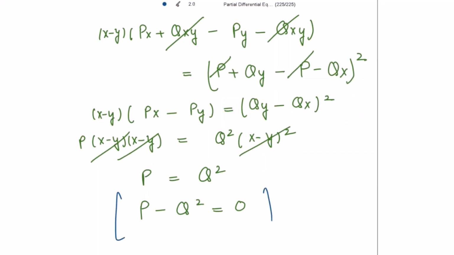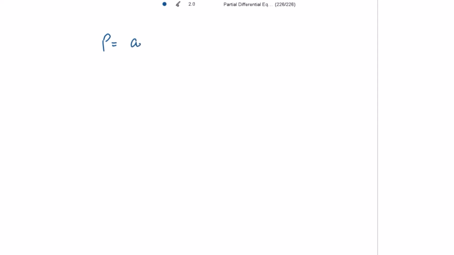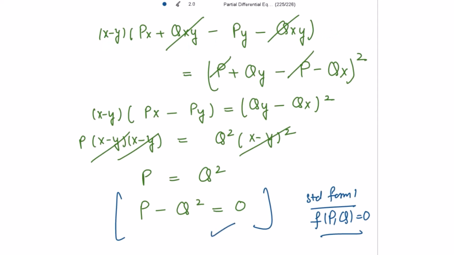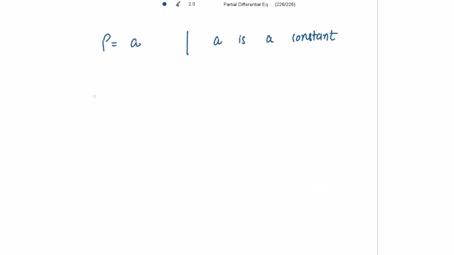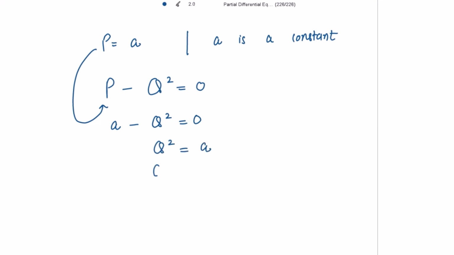This is our standard form 1, that is f(p, q) equal to 0. Now for this we always take capital P to be equal to the constant a, where a is a constant. And from this equation we are getting the value of q. Put the value of p over that. We have p minus q square equal to 0. Put the value of p over here to get the value of q. So q is equal to the square root of a, right?